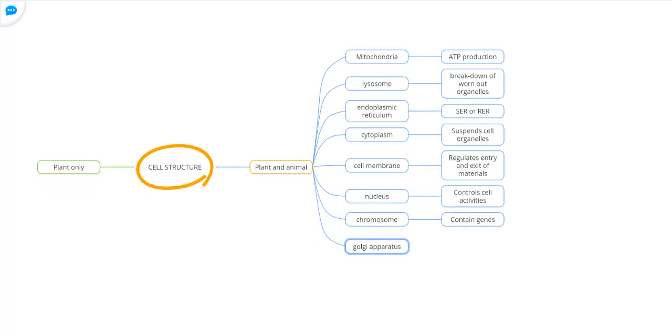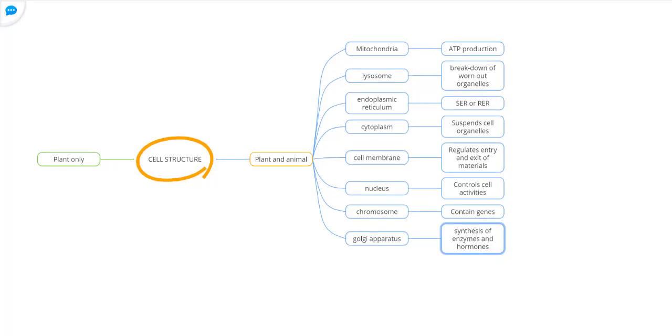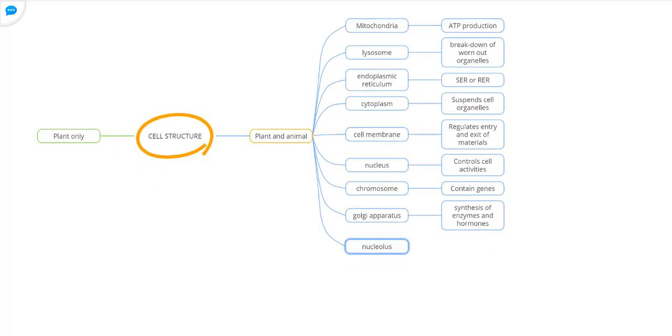The Golgi apparatus synthesizes and transports enzymes and hormones. The nucleolus is that dark staining region within the nucleus.